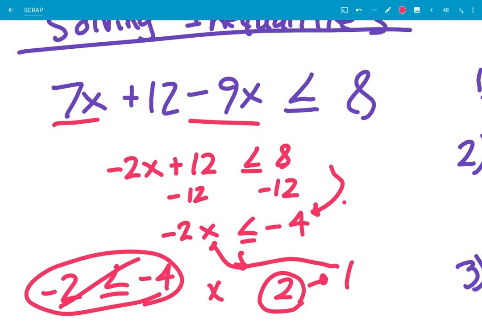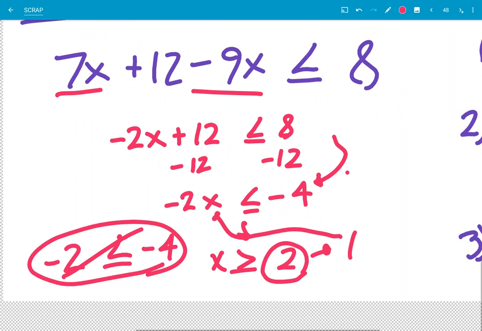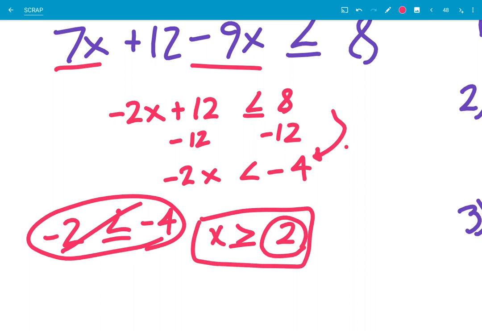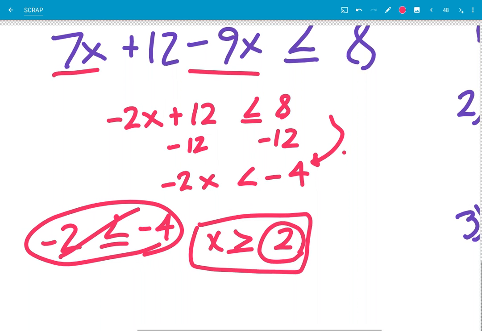So you have to be very careful. Only flip the sign when you multiply or divide by a negative. But in this case, if you can follow those basic steps, you got it. And that is a lot of what's on the test this week.